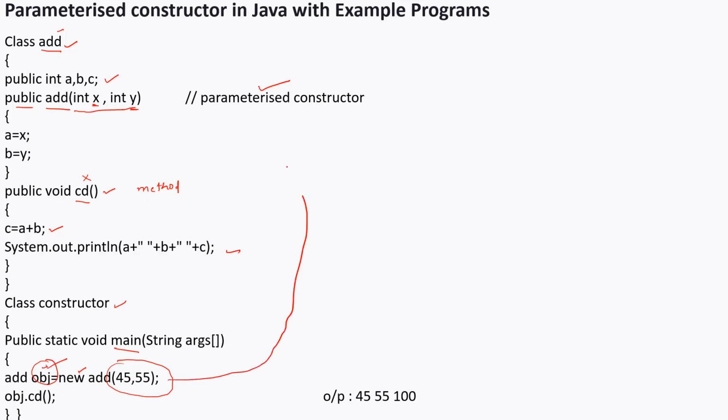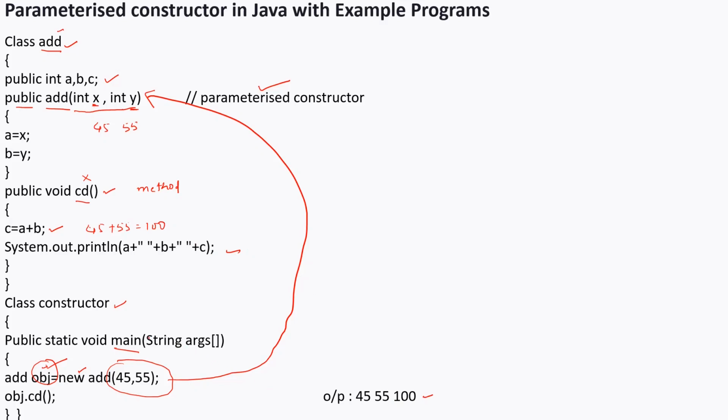So the constructor gets called automatically. You're not calling it explicitly. The object is created, then the constructor is called automatically. Now x value will be 45, y value will be 55. That will be stored in a, b, and c equals 45 plus 55, which is nothing but 100. Now it is going to print these values 45, 55, and 100.